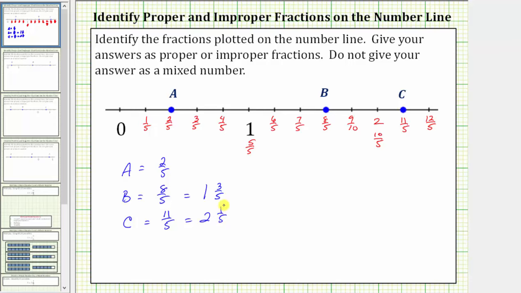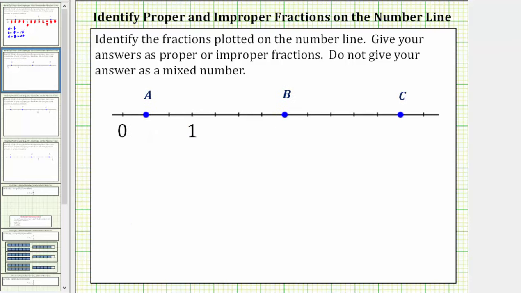Let's look at one more example. Again, the first step is to focus on the length from 0 to 1 on the number line, which is the unit. Notice how this length is cut or divided into 1, 2, 3 equally sized parts or pieces, and therefore the length between tick marks equals 1/3 of a unit.